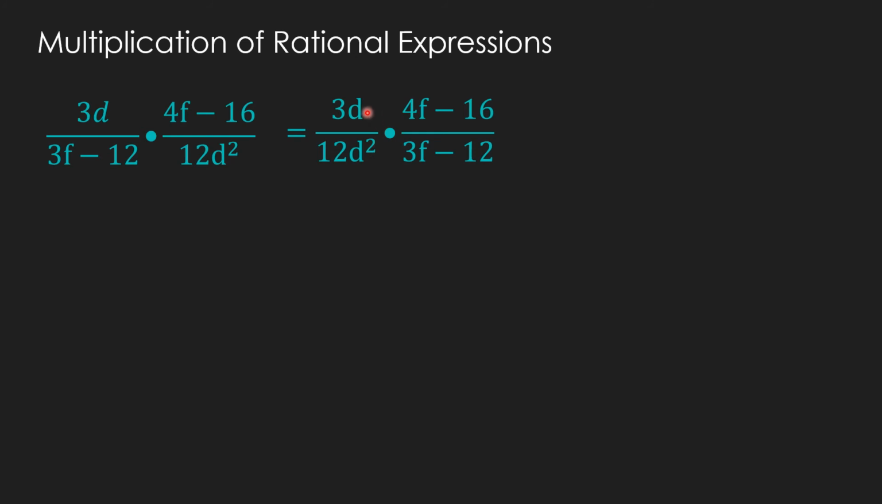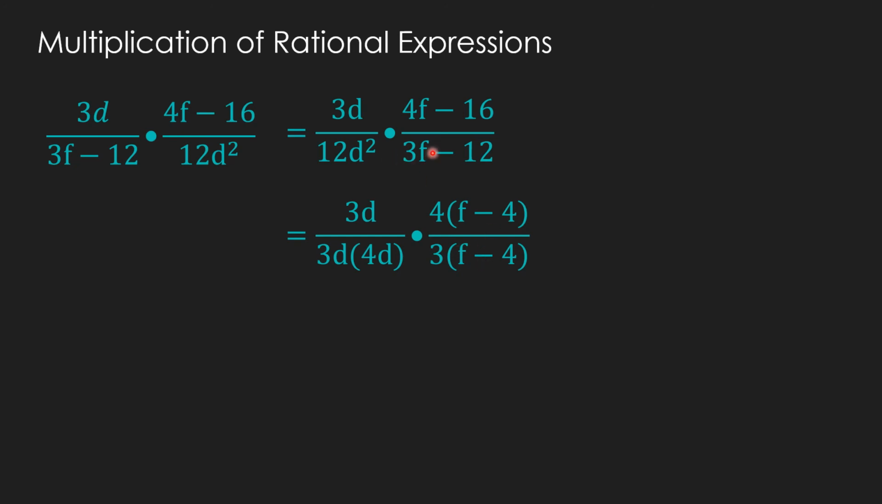Now, why am I doing it like this? You don't need to do this, you can also skip it, but for the purpose of discussion, I did it like this because obviously 3d and 12d squared have common factors. I hope you can also see that. And 4f minus 16 and 3f minus 12 also have common factors. So I wanted to pair them accordingly, so that when we cancel them out, it is easier to see. But again, you don't have to. As long as one is in the numerator and the other is in the denominator, you can cancel them. Now, in here, the next solution is like this.